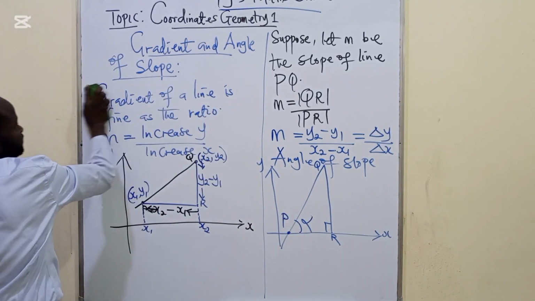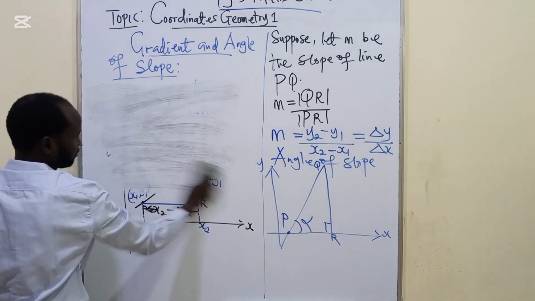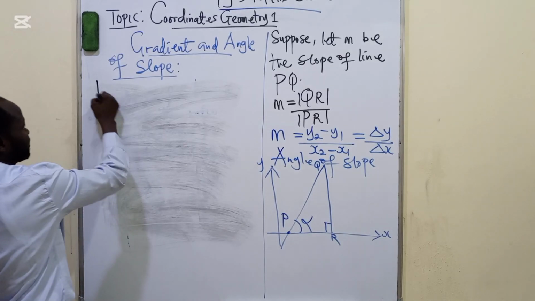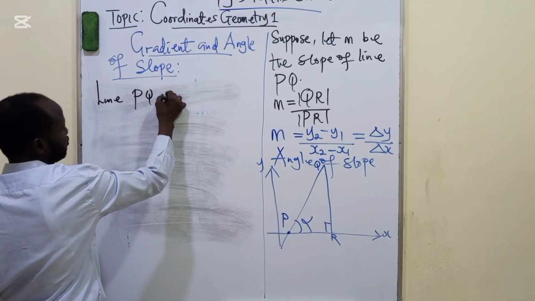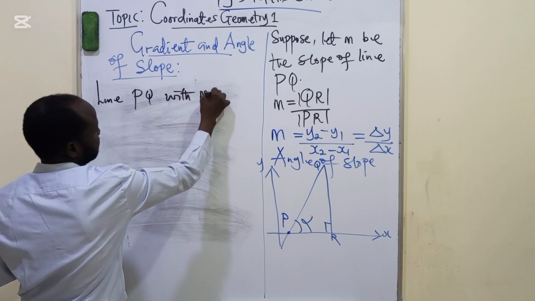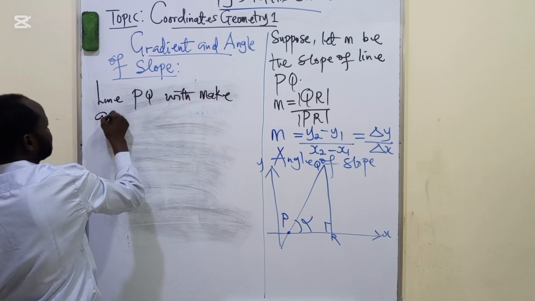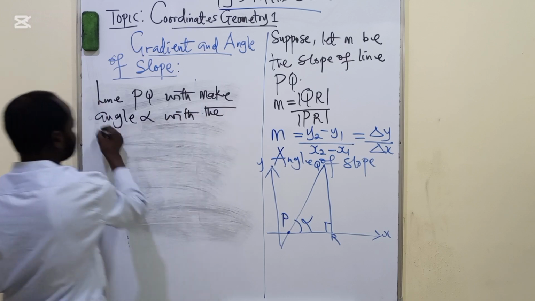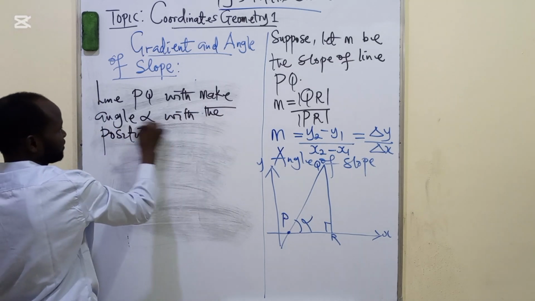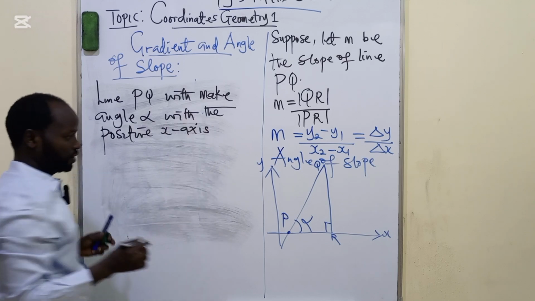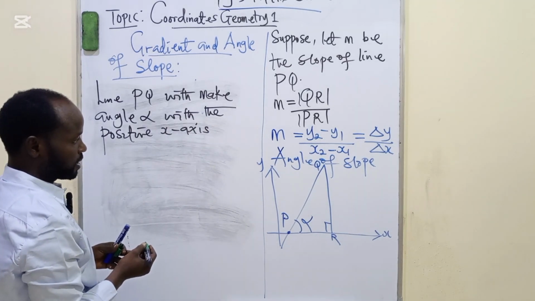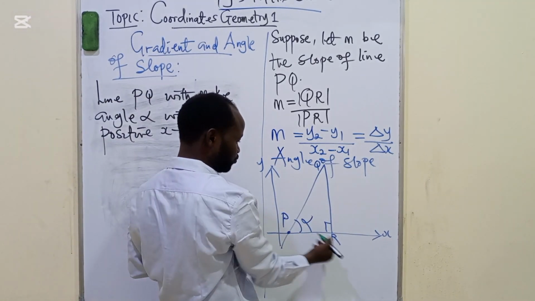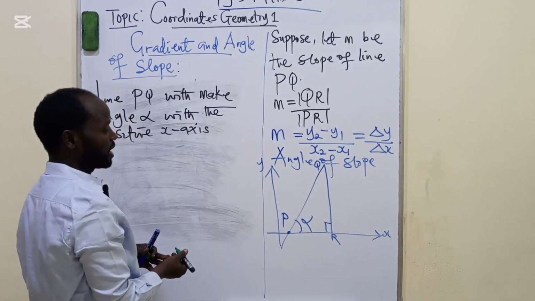Let me move here to look at the concept of angular slope. We can say line PQ will make an angle alpha with the positive x-axis. What are we saying? From here, this is our opposite because this is a right angle triangle, and P to R is our adjacent.